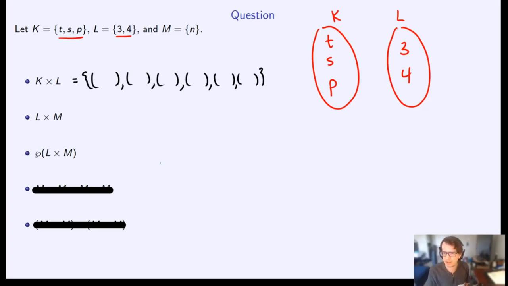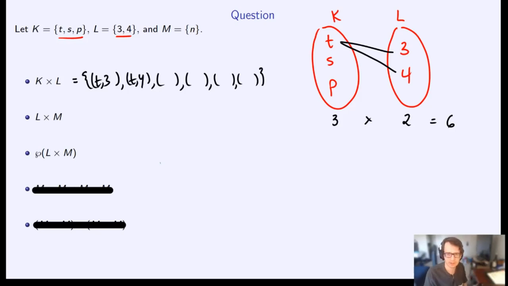Well, how do I know how many things are going to be in there? Basically it'll be the number of things in K times the number of things in L. So there's 3 things in K and 2 things in L. If I multiply them together, I know there's going to be 6 pairs total. So first of all, there's going to be the pair T and 3. We'll have T and 4 as a pair.